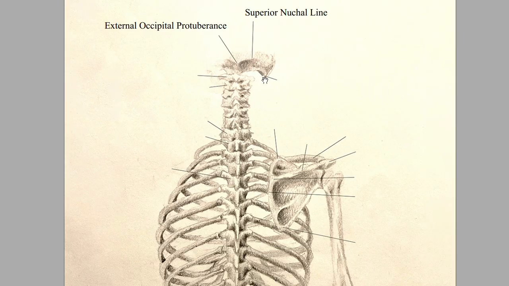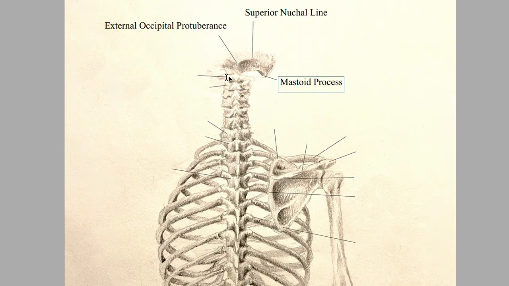And the next thing I want to point your attention to is this right here. That is a bony process that is directly posterior and inferior to your ear, and this is known as the mastoid process. Okay, beautiful.